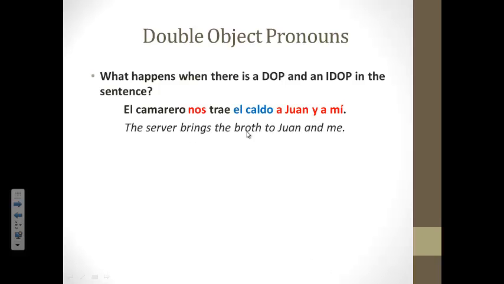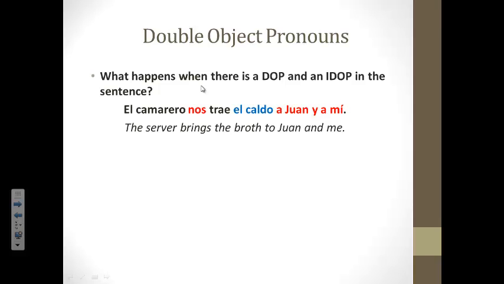The server brings the broth to Juan and me. Let's dissect the sentence. So the server is the subject. Brings is the verb. Okay, what does he bring? He brings the broth. So there's our direct object. Who does he bring it to? He brings it to us. So there's my indirect object pronoun, and here's my indirect object noun. Remember that it's common for them to include the indirect object noun with the indirect object pronoun, and that's just for clarification. If I had handwritten this, I would have put parentheses around the a Juan y a mí.